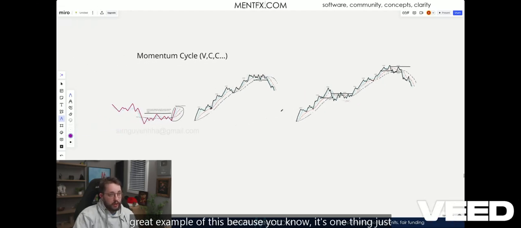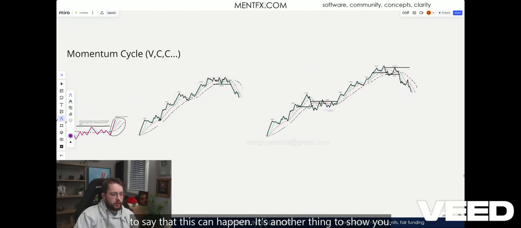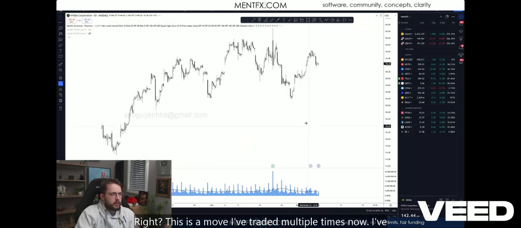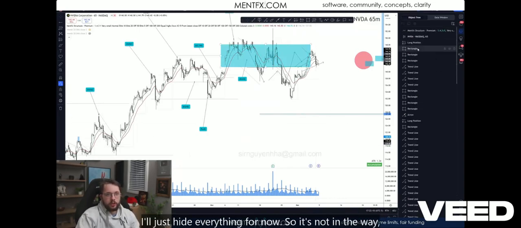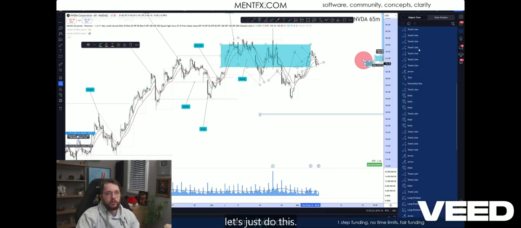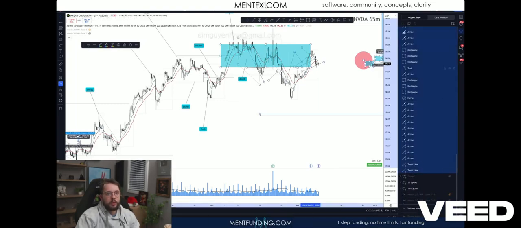Now I want to show you a great example of this because it's one thing just to say that this can happen. It's another thing to show you. But one of these examples that's very good is NVIDIA. Right, this is a move I've traded multiple times now. I've continued to watch it. What I'm going to do is I'll just hide everything for now, so it's not in the way. Let's just do this. What's going on here?